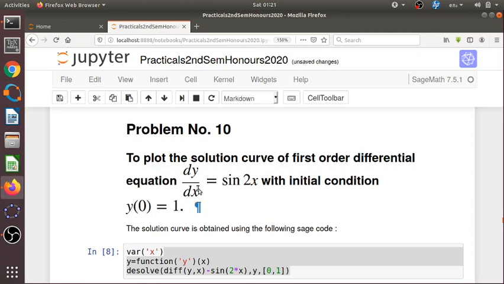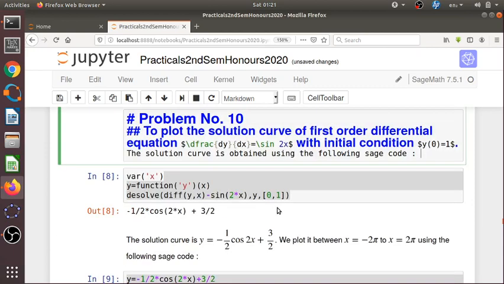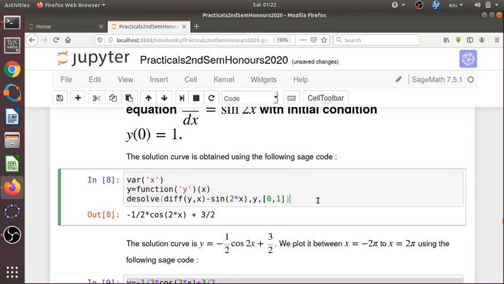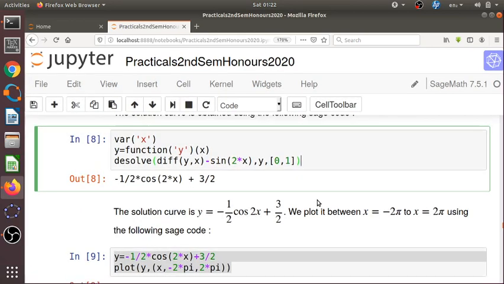That is the thing. So how do you write this part in SageMath? Just I'll show. You have to write it within this LaTeX code. So dy/dx you can write as \dfrac{dy}{dx} equal to \sin 2x, with initial condition y of 0. The mathematical part you have to write within dollar symbols, and then press shift enter. So this comes. Let me just increase the font size. Yeah, so this is what we have done.